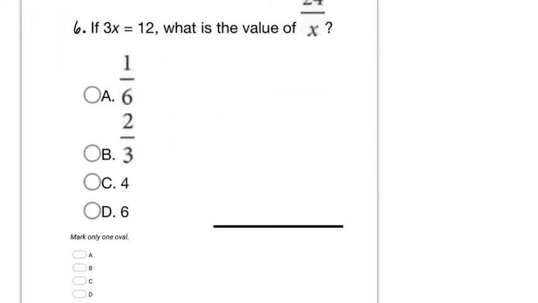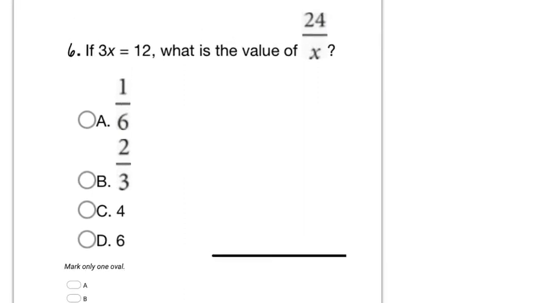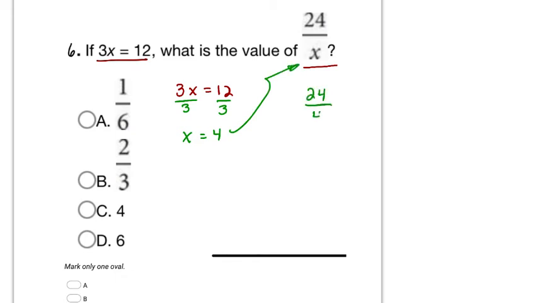Problem 6 is very similar to the last one. 3x equals 12. Find 24 over x. So 3x equals 12. Divide by 3 to get the x alone. x is 4. So now we know what x is. Let's substitute it in and figure out what 24 over x is. And it's 6. So we're going to choose 6 for an answer.